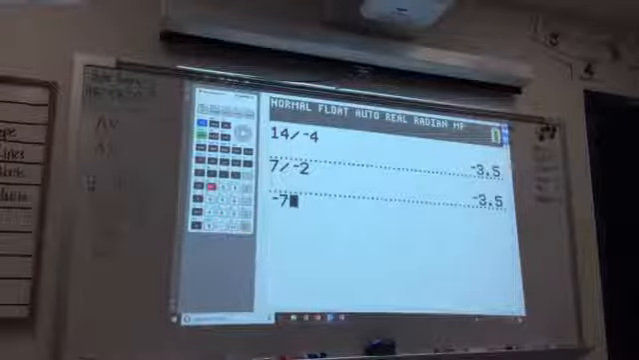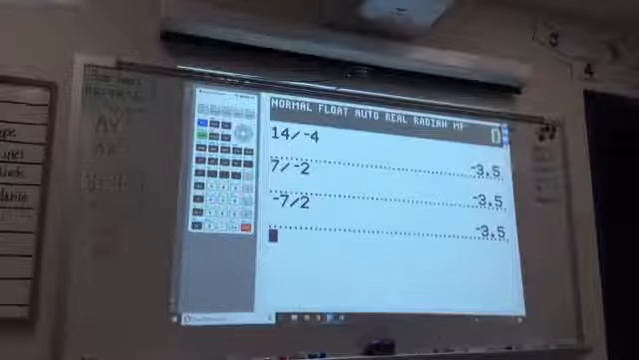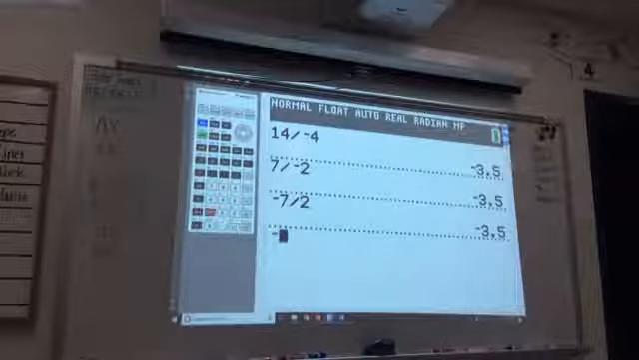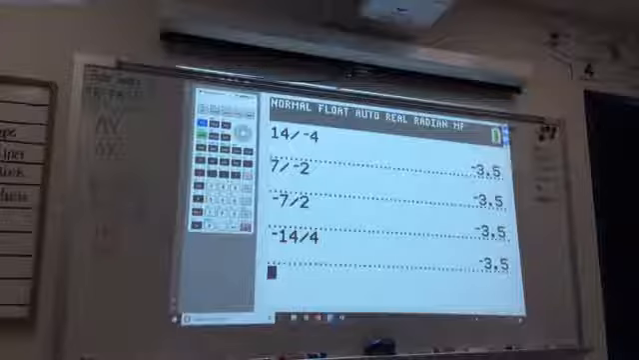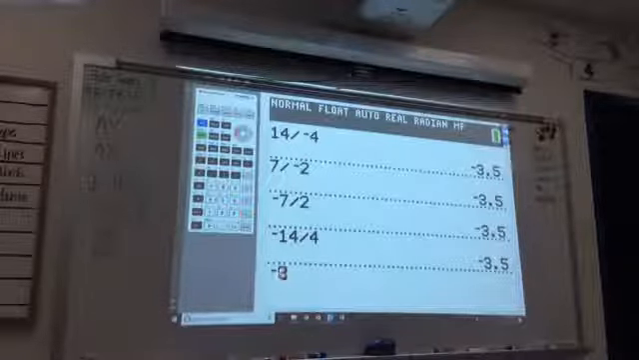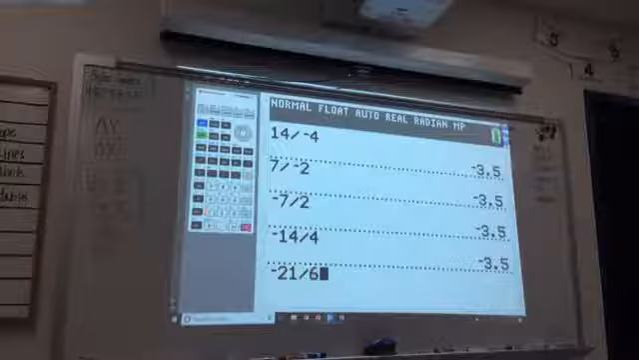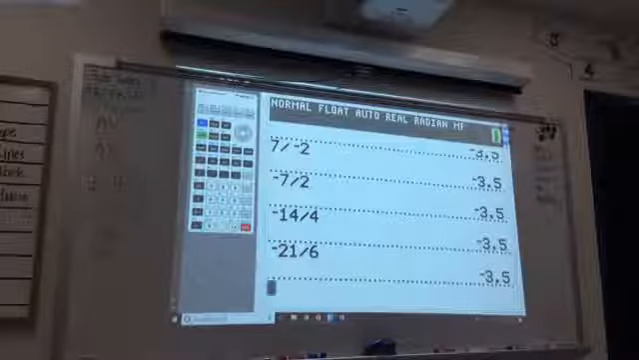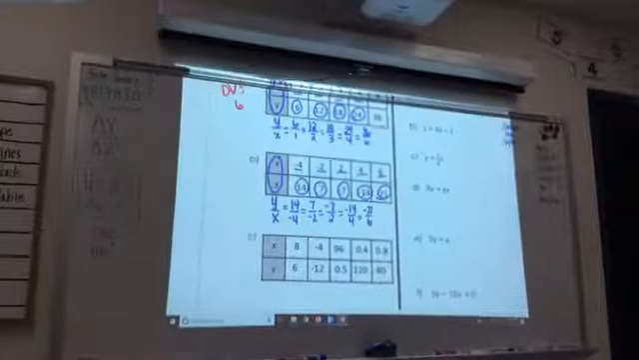Negative 7 divided by 2. What else? Negative 14 divided by 4. Perfect. And last one, negative 21 divided by 6. Were they all constant? Yes. And what were they constant at?